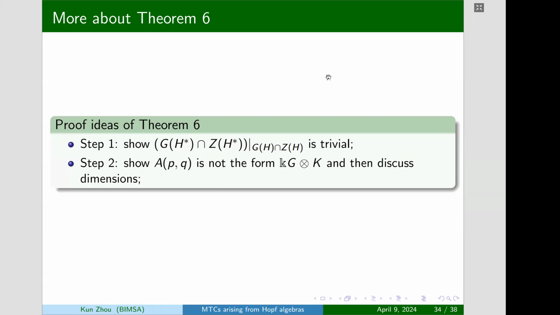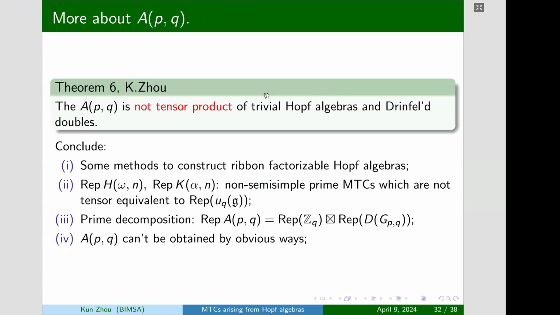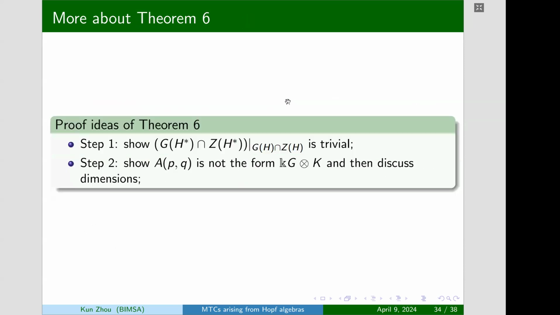About theorem 6, we want to talk more. Actually, theorem 6 states that APQ is not isomorphic to any tensor product of trivial Hopf algebras and triple doubles. To show this, we mainly use the following two steps.